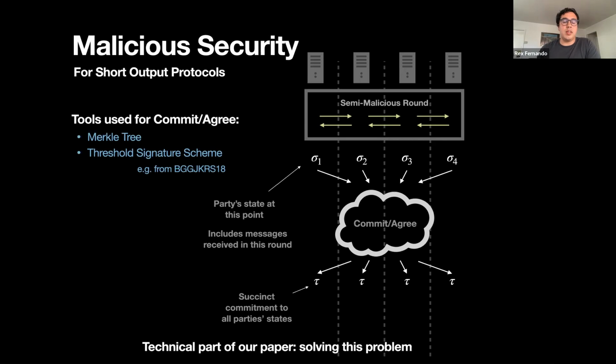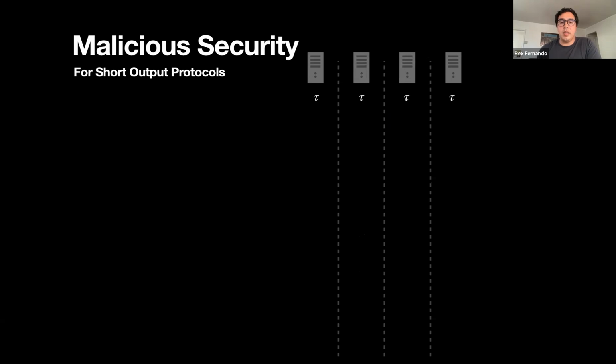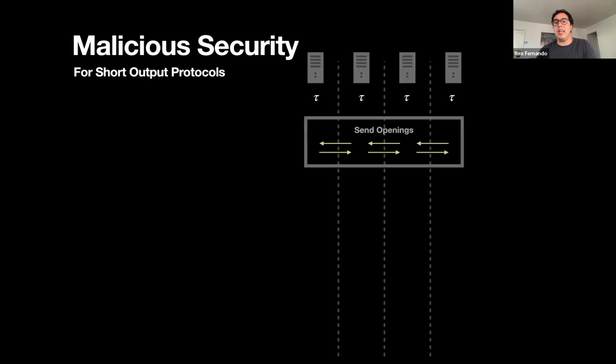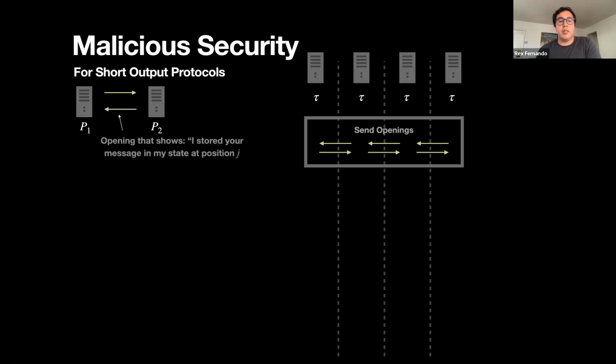And the tools that we use for this sub-protocol are standard cryptographic tools. So then once all the parties have these commitments to everyone's state, the parties are going to exchange openings. What I mean by that is, let's say that party one sent a message to party two in the semi-malicious phase of the round. Then in this opening phase, party two is going to return an opening that shows that party two has recorded party one's message in some predetermined position J, which is fixed by the protocol.